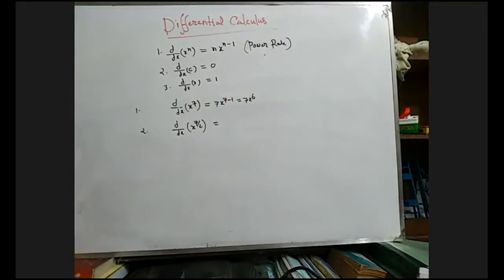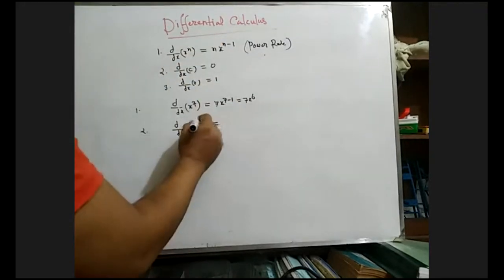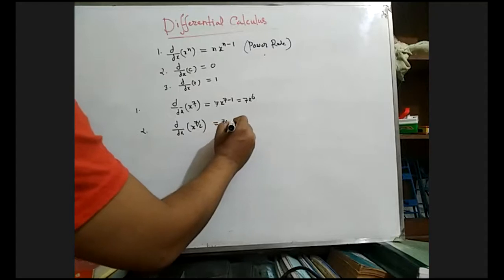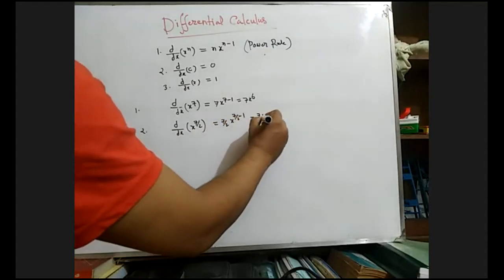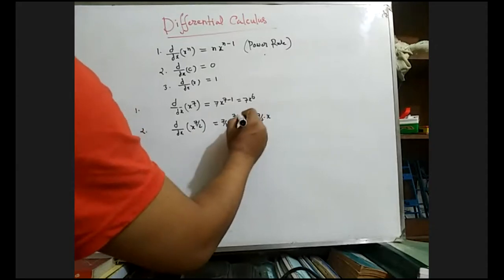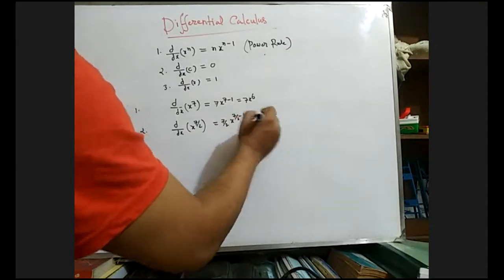Suppose another example, d/dx of x to the power 7 by 2. So what will this differentiation be? Using the power rule, n equals 7 by 2. x to the power 7 by 2 minus 1. That means 7 by 2 into x to the power, what will be, 5 by 2. This is the result.